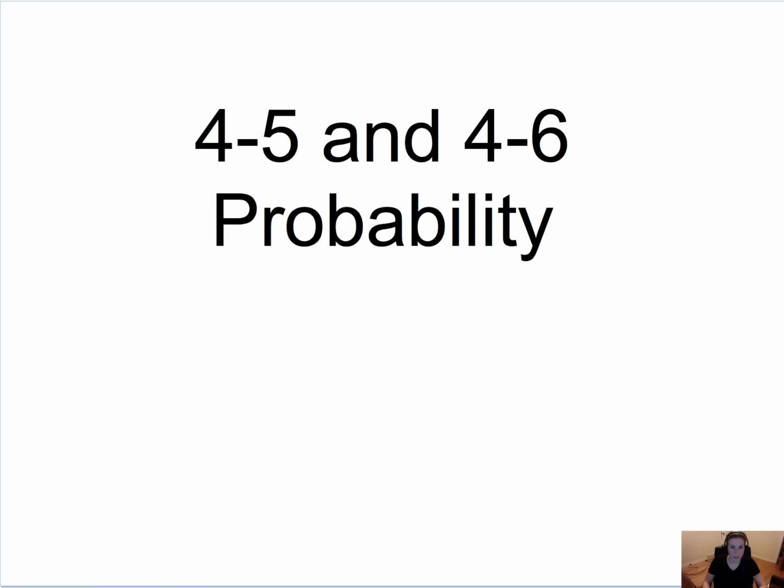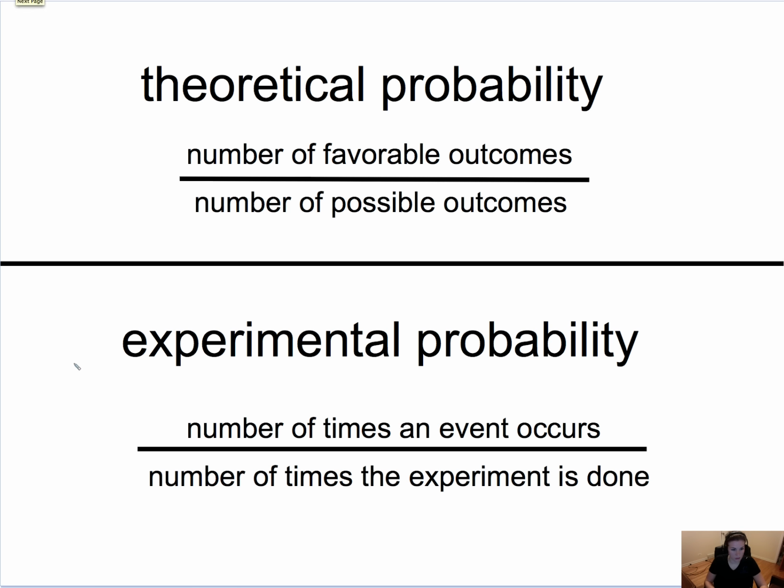Alright, today we're working on Chapter 4, Section 5 and Chapter 4, Section 6, which is all about probability. First, Chapter 4, Section 5 deals with theoretical versus experimental. If you think back to the first activity we did, Trotting into Probability explained the difference between theoretical versus experimental. Theoretically, if you roll the dice, 7 should win every time.